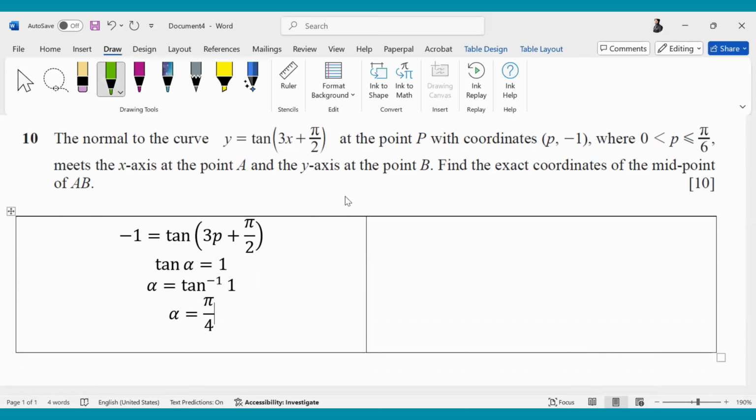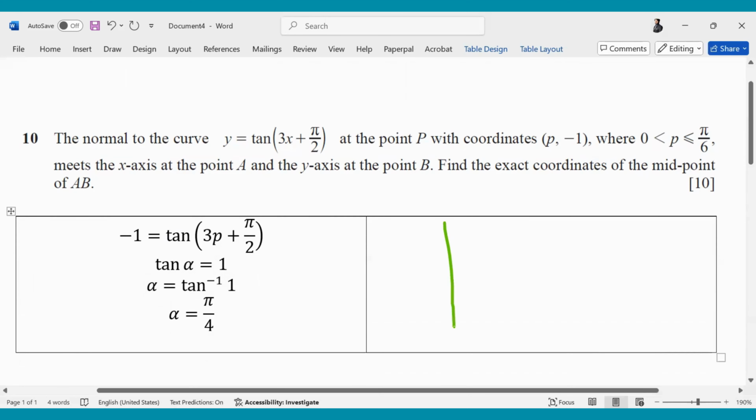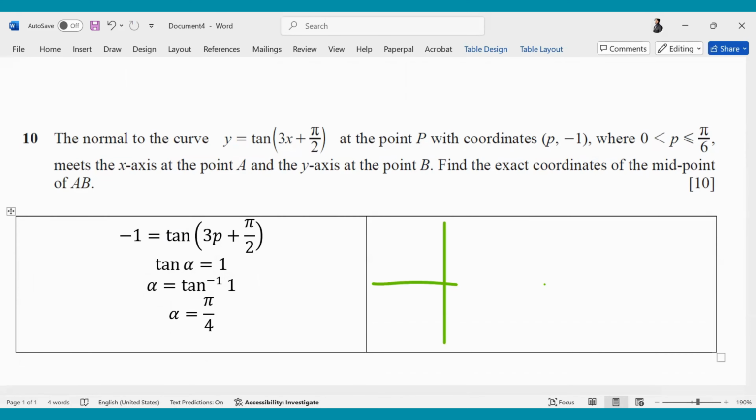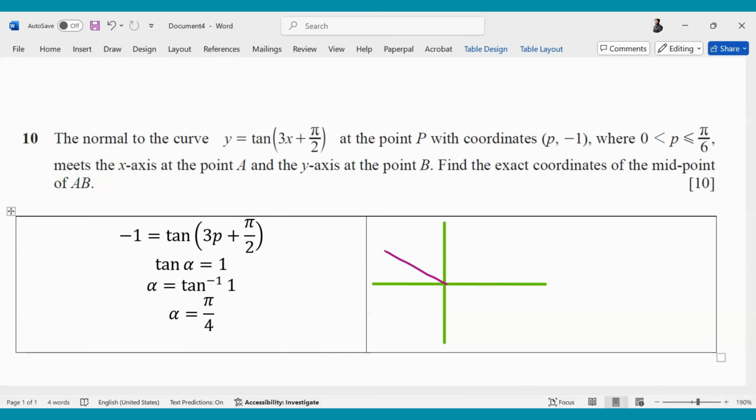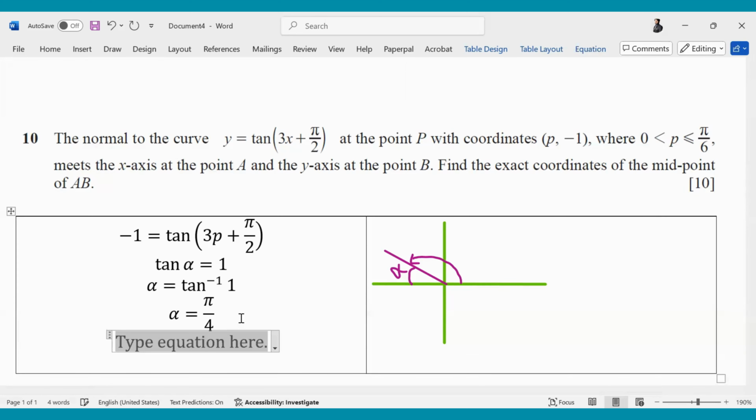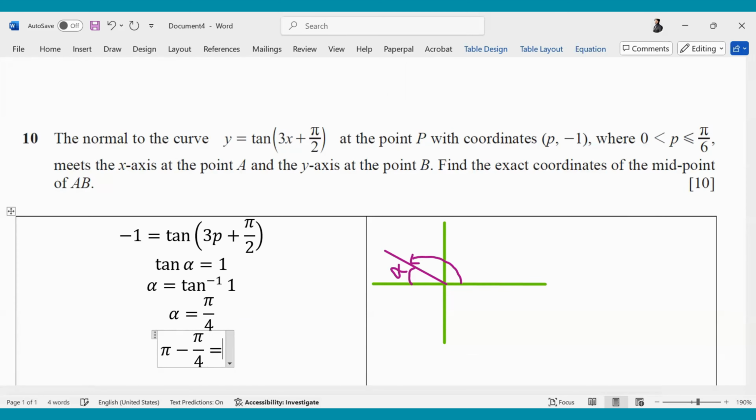Now tan is negative, and alpha is pi by 4. So where will this alpha lie? Is tan negative in the first quadrant? Fourth or second quadrant? We are looking for the closest value, so we'll go for this one. If alpha is lying in the second quadrant like this, what will be the value of my angle? Pi minus alpha. That is what I was telling you. So pi minus pi by 4 is basically 3p plus pi by 2.